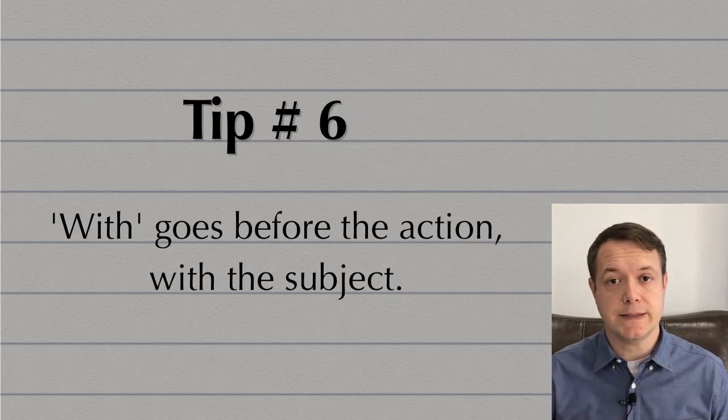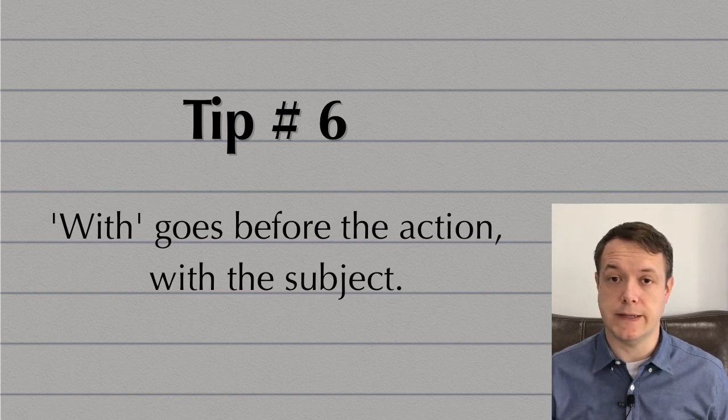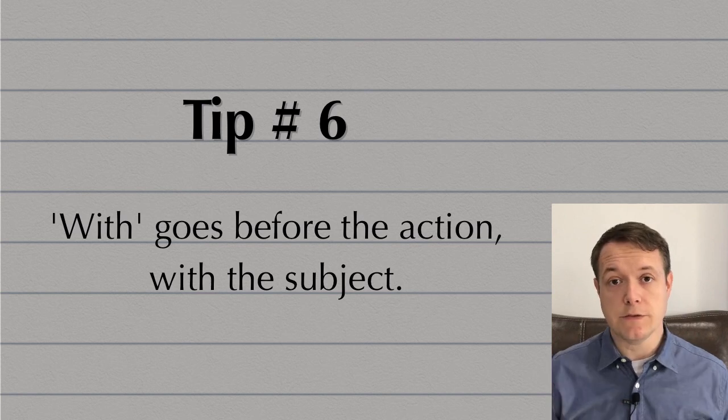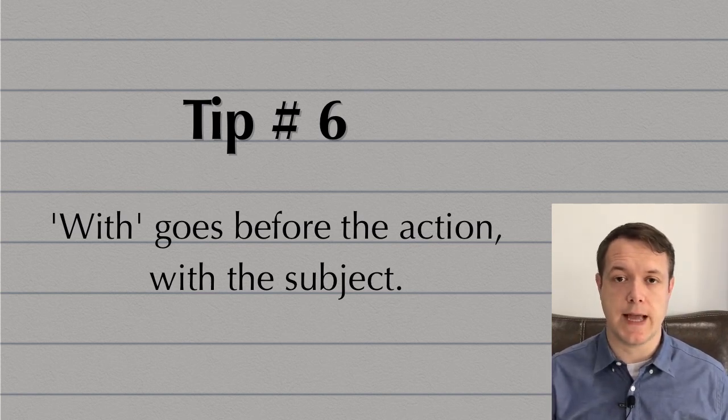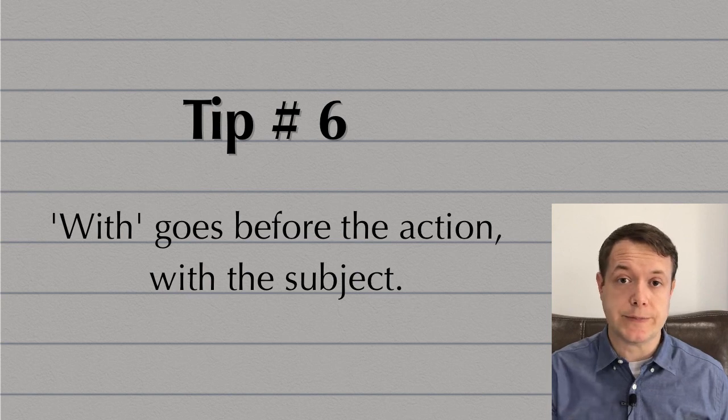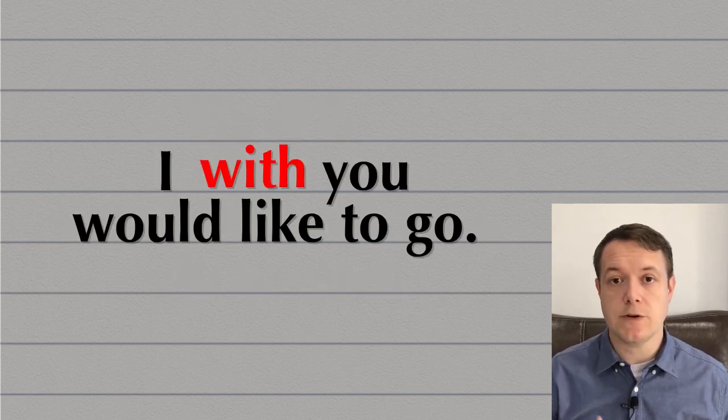Finally, tip number 6, the word with is used differently than in English. It goes before the action with the subject. So when we use the word with in English, as in I would like to go with you, it lives in a different place in the sentence in Hmong than it does in English. In Hmong, usually you state the first person, I, then you use the word with, then you say the second person, you, and then you say the action. So in Hmong, the previous sentence would be something along the lines of I, with you, would like to go.